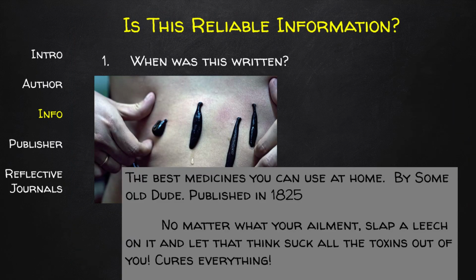Question 1. When was this written? Obviously, being old does not make something wrong, no matter how much you tell your parents that it does. However, you should be looking for information that is as up-to-date as possible, so look when it was published. Again, being old does not equal being bad, but do keep the dates in mind.